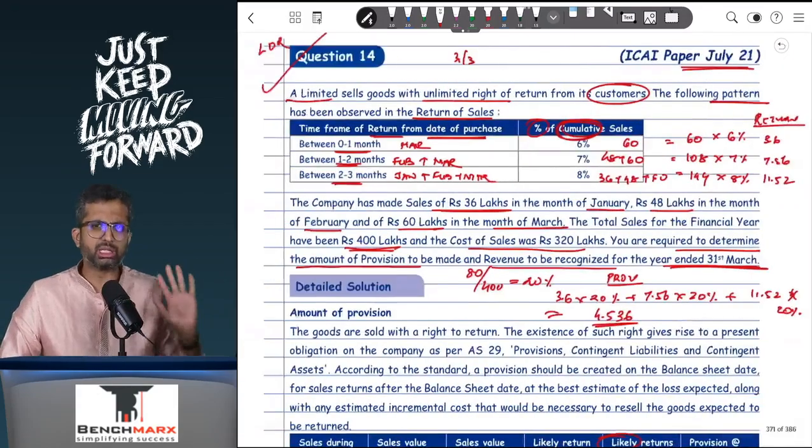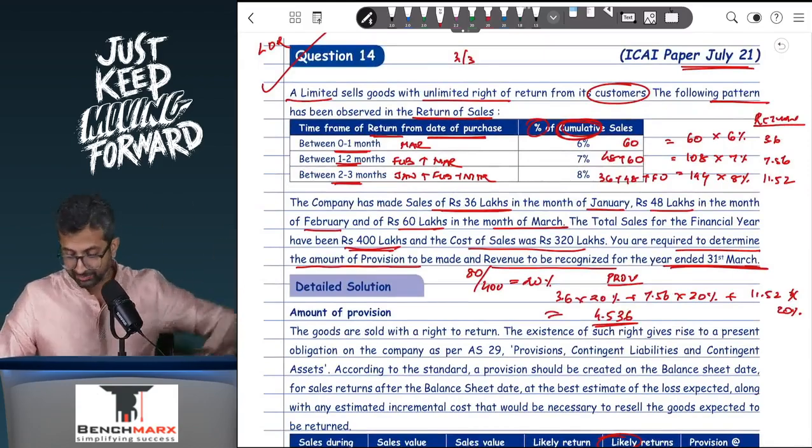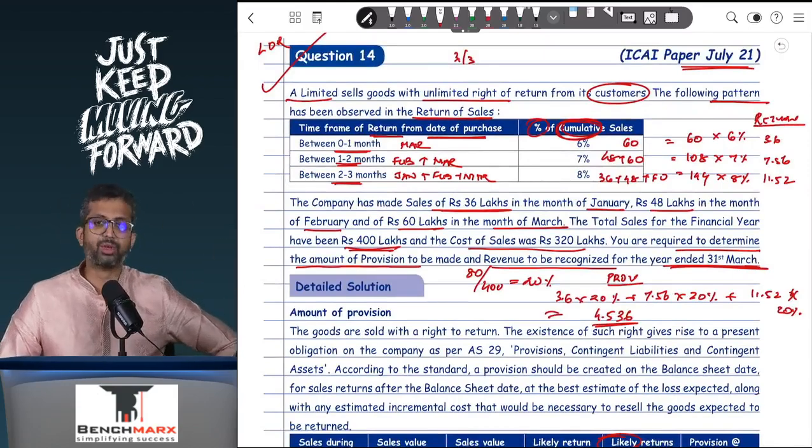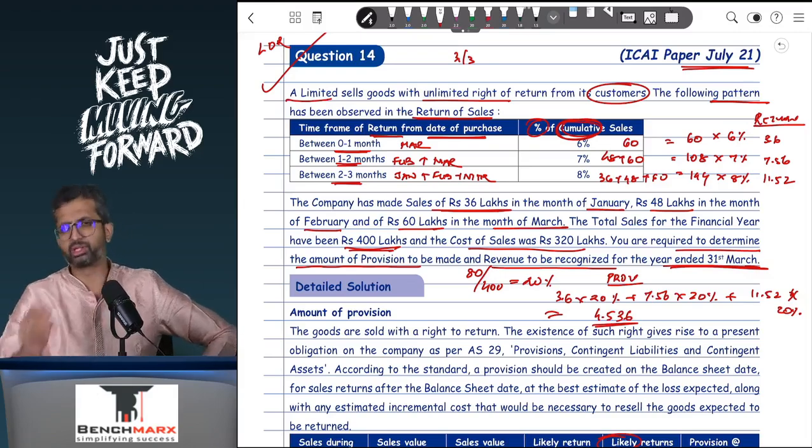It's a little tricky, this question. It does not come very naturally or intuitively. I really wonder whether people who gave the July 21 exams were able to crack all of this cumulative adjustment, figuring out that you will only have to create a provision for profit, etc. It's a fairly tricky one.